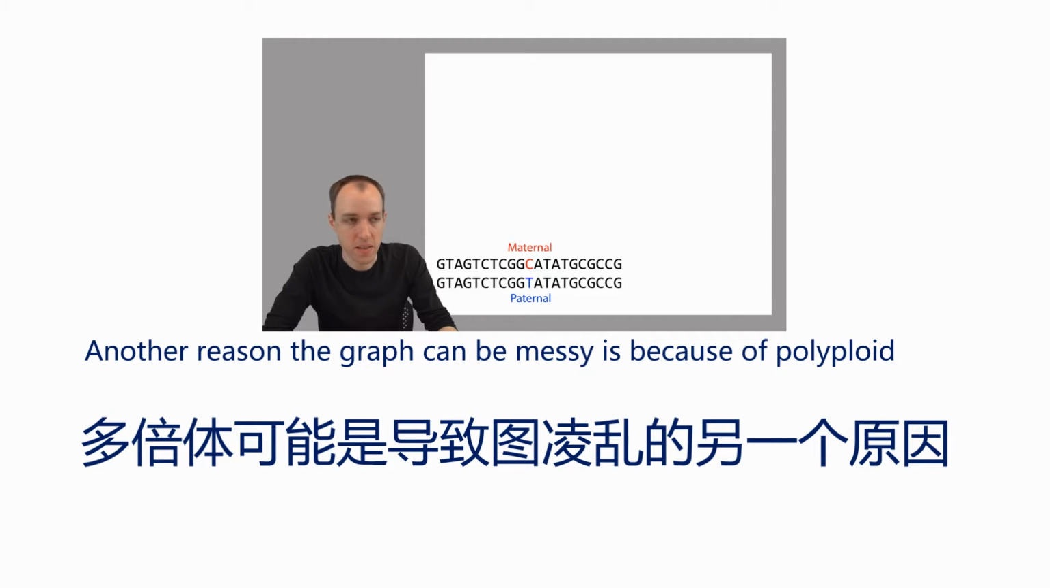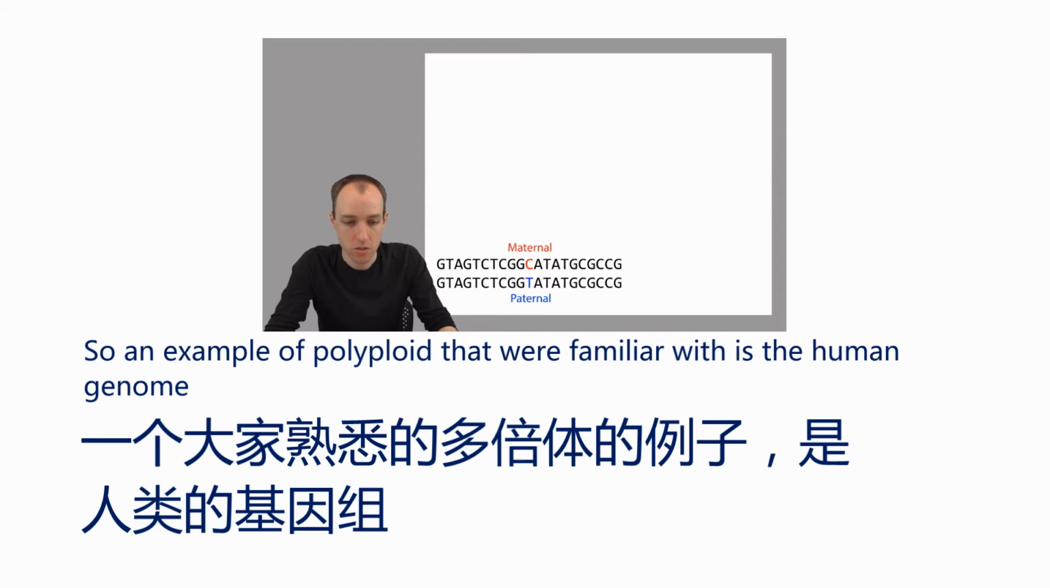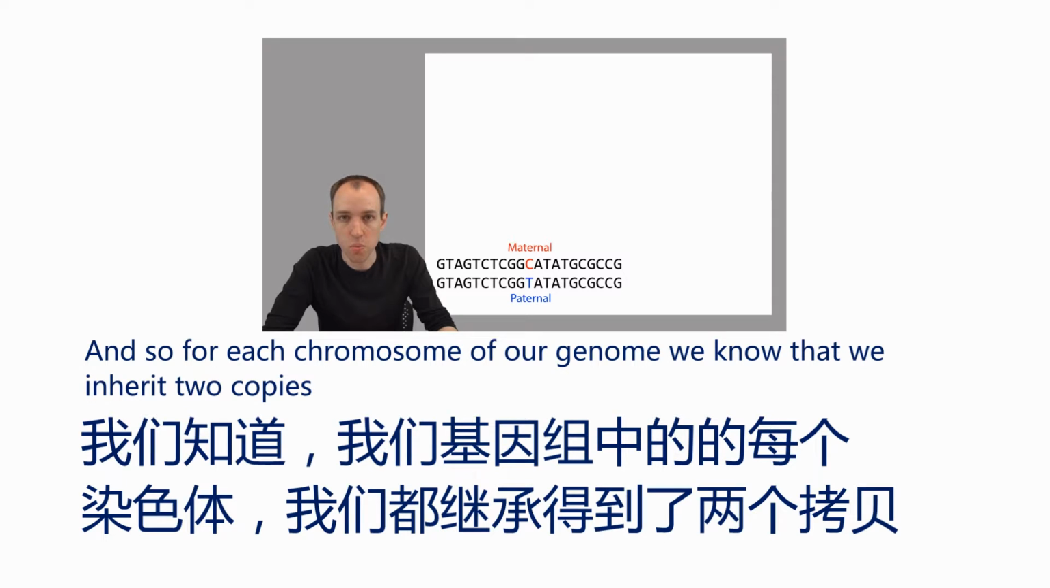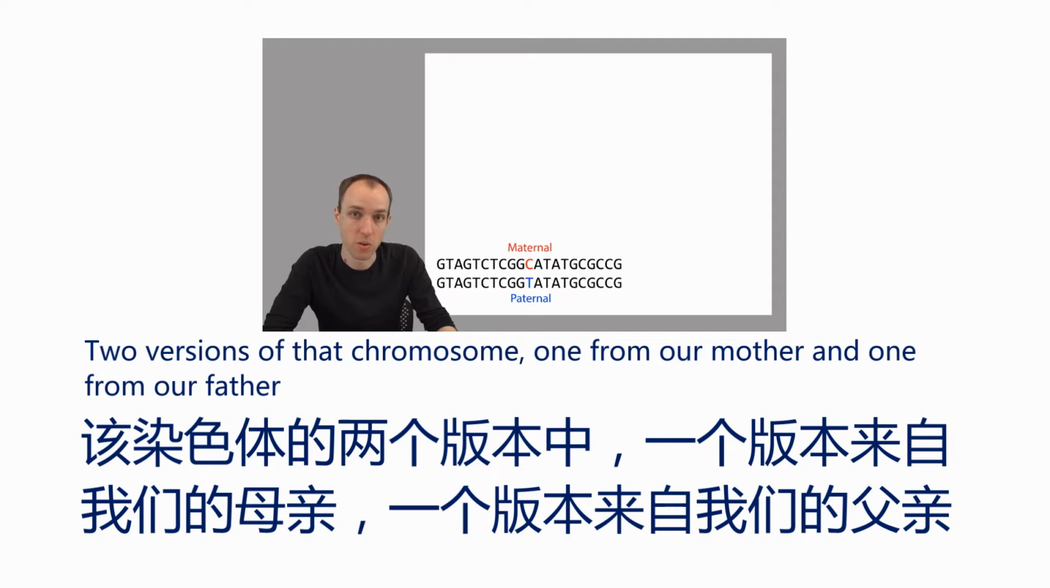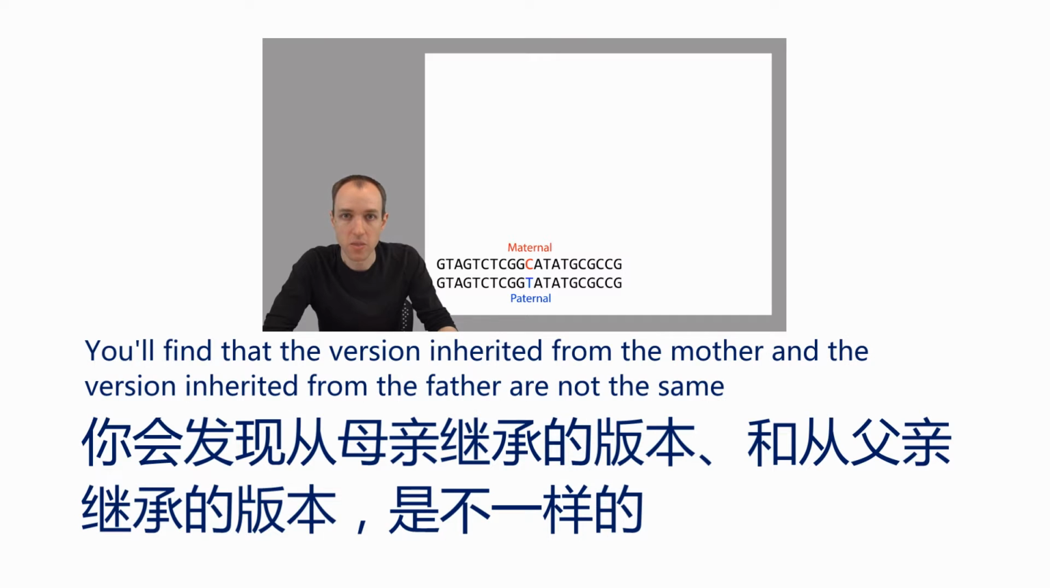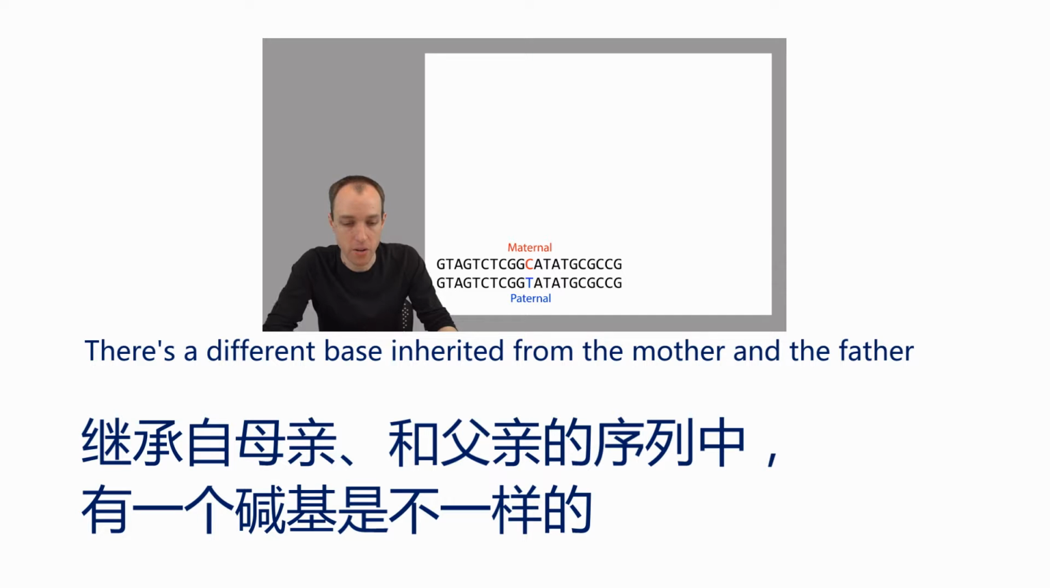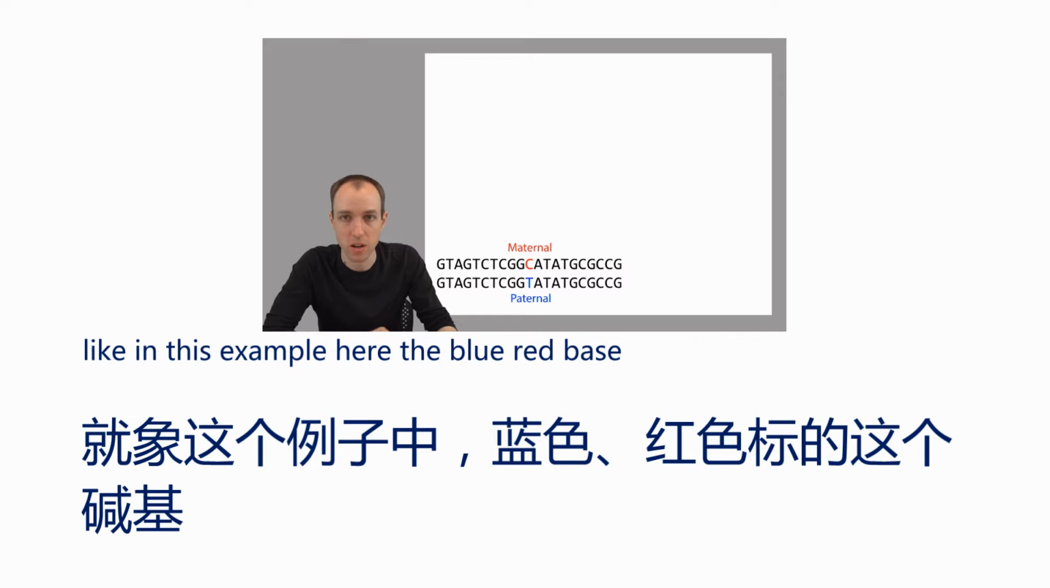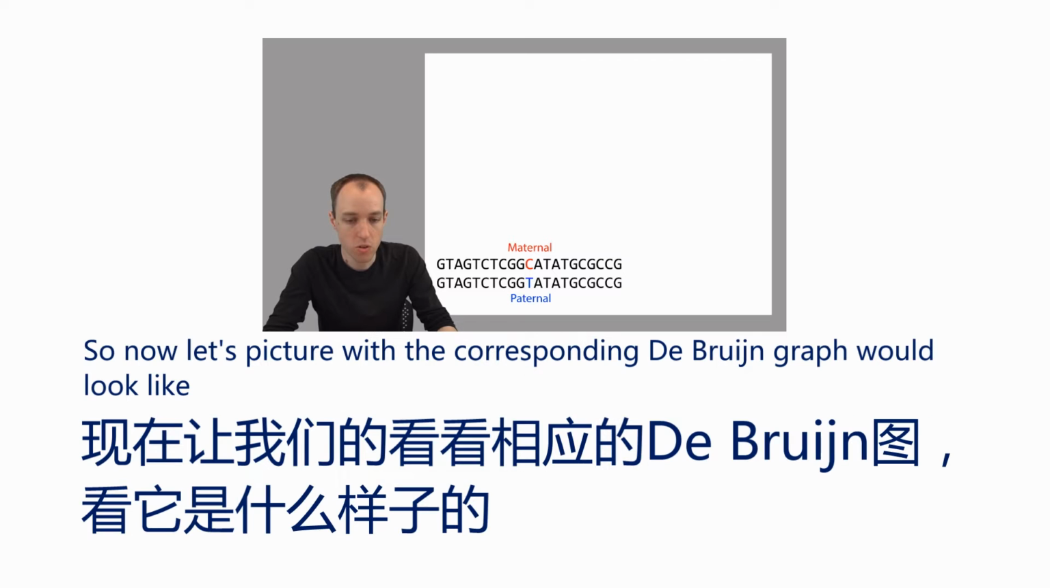Another reason the graph can be messy is because of polyploidy. So an example of polyploidy that we're familiar with is the human genome. And so for each chromosome of our genome, we know that we inherit 2 copies, 2 versions of that chromosome, one from our mother and one from our father. And for some positions in the genome, some bases in the genome, you'll find that the version inherited from the mother and the version inherited from the father are not the same. There's a different base inherited from the mother and the father. So like in this example here, the blue and the red base. So now let's picture what the corresponding de Bruijn graph would look like.